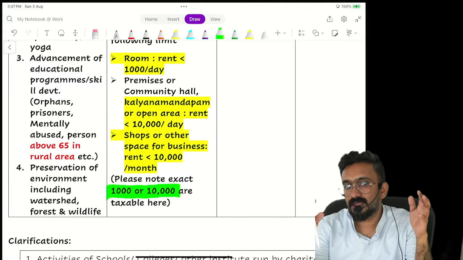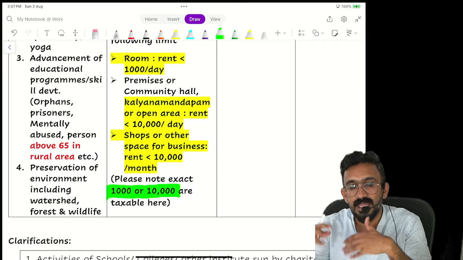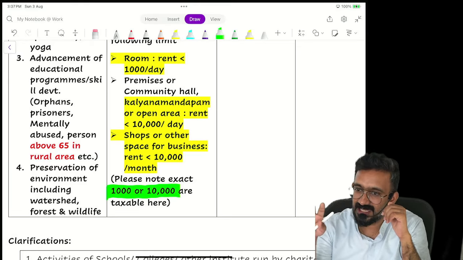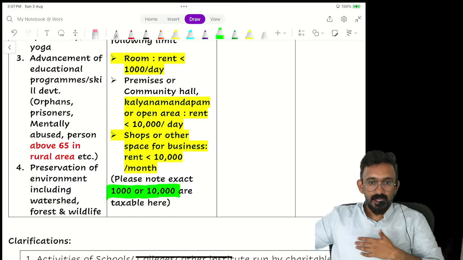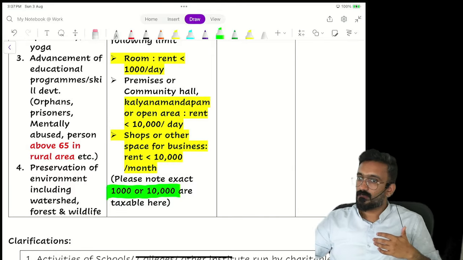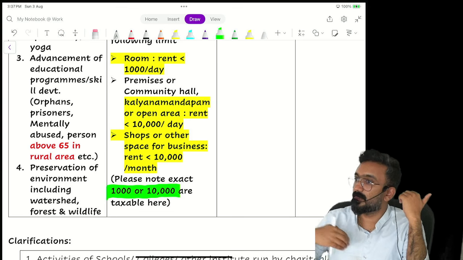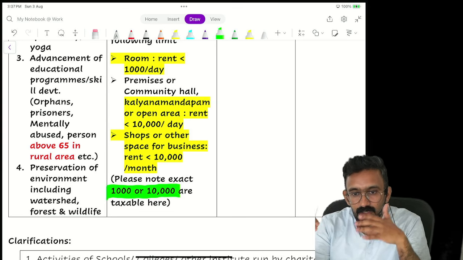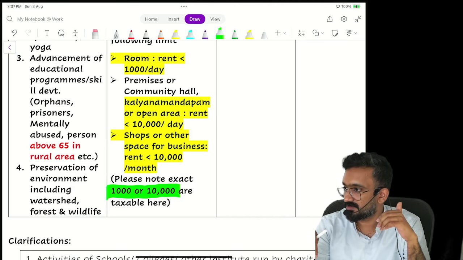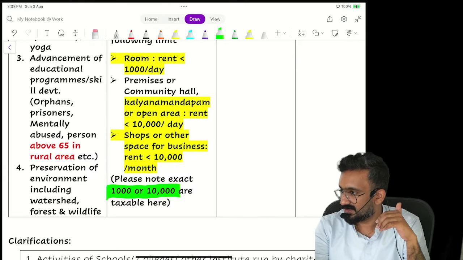Second, they had a marriage hall which was given on rent. 8,000 per day was the rent. Taxable or exempt? It was exempt, again less than 10,000 per day. Because this was on the main road, they had also put up commercial space, and that space had a supermarket inside. That supermarket was given on rent for 25,000 per month. Taxable or exempt? It would be taxable because it is more than 10,000. Right? This is how you will interpret.